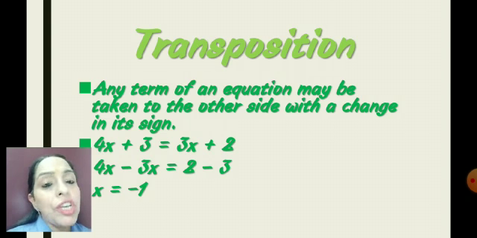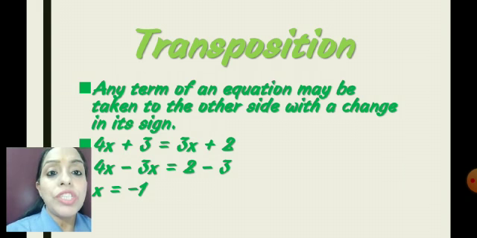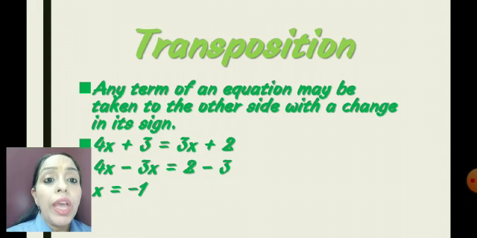Next is transposition. Any term of an equation may be taken to the other side with change of its sign. In transposition, again the sign changes: addition will become subtraction, subtraction will become addition, multiplication will become division, and division will become multiplication. I have taken one example in front of you: 4x plus 3 is equal to 3x plus 2. Here, on both sides there are variable terms. I can write variable terms on one side and the constant terms on the other side.